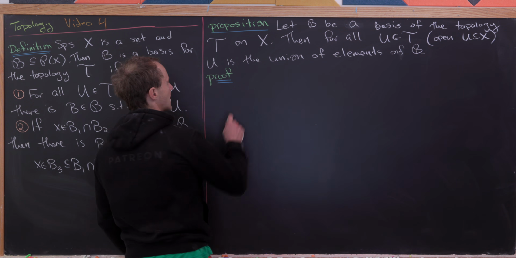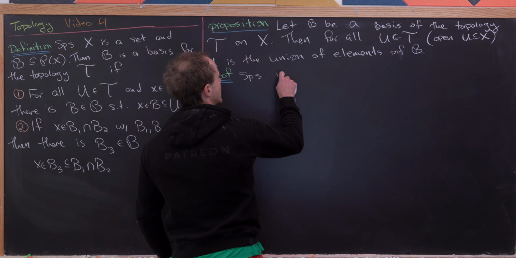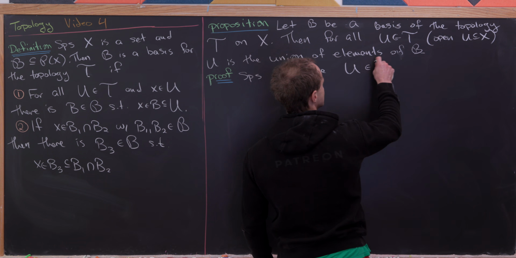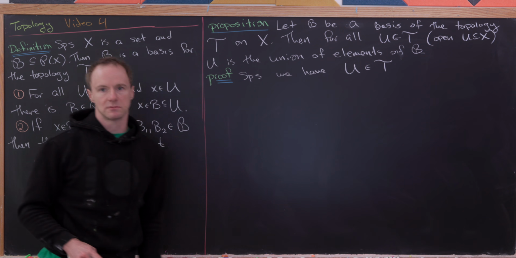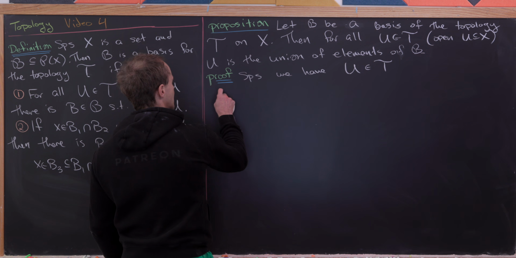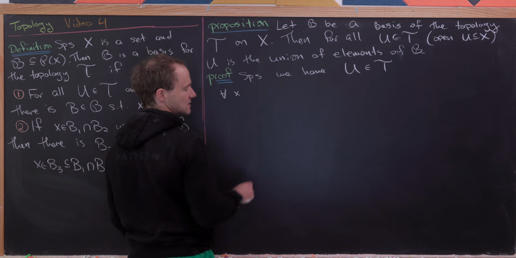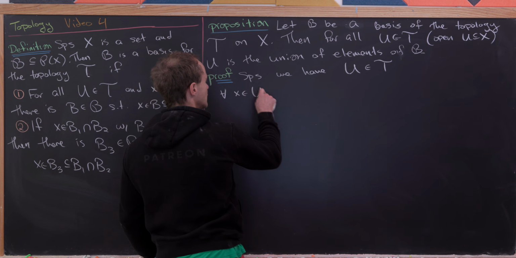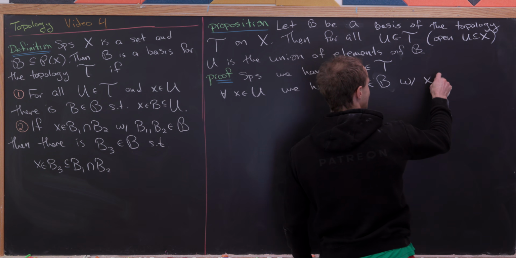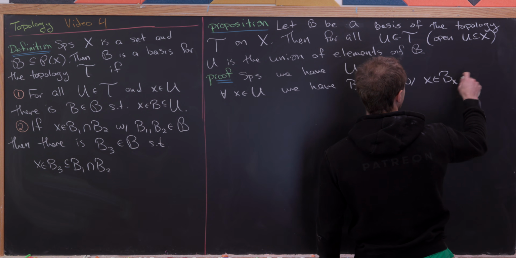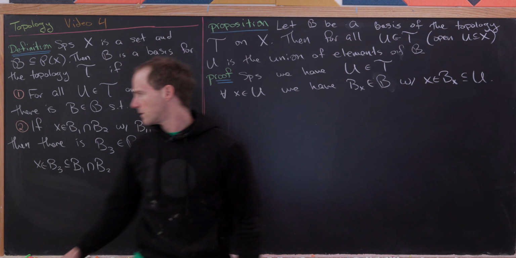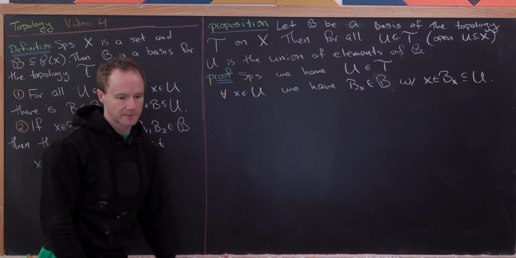Okay. So now let's suppose we have an arbitrary open set U inside of our collection of open sets T. Okay, so then for all X inside of U, we have some set B_x, which is an element of the basis, with X inside of B_x, which in turn is a subset of U. So that's from this first condition over here.